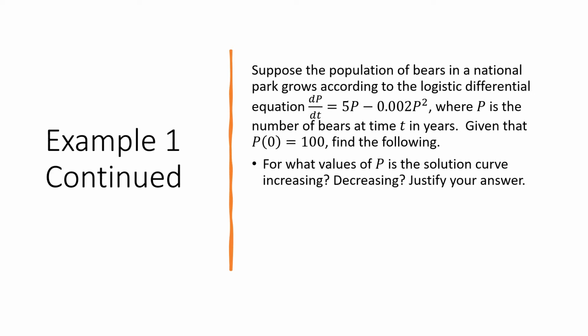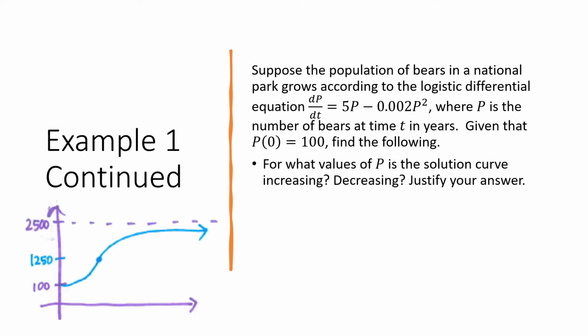All right, so given that same exact problem, it says for what values of p is the solution curve increasing or decreasing? Well, looking at my graph, it's increasing from the initial population all the way to the 2500. So 100 is less than p is less than 2500. And then it's decreasing if I go over that 2500 for whatever reason. If population starts to boom a little bit over 2500, we're going to have deaths in the bear population to cause it to go back to our carrying capacity. So anytime we're over 2500, we're going to decrease back down to our carrying capacity.